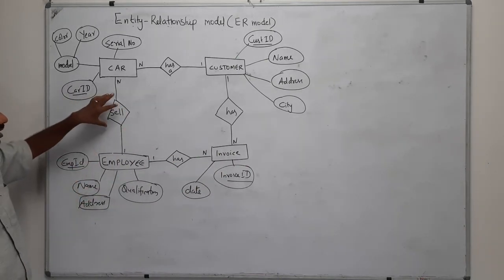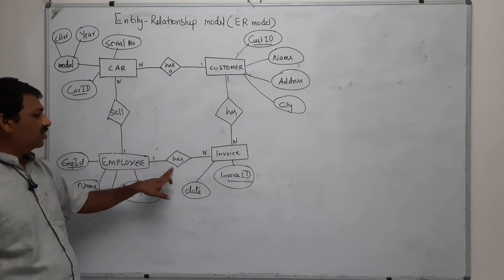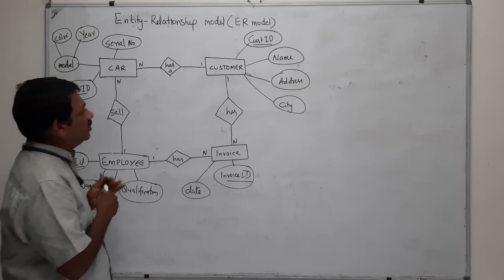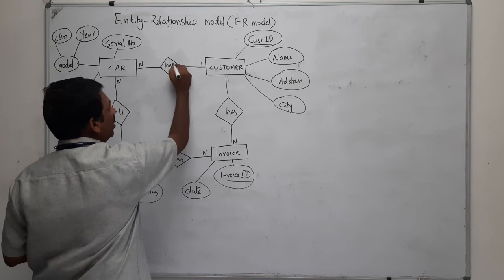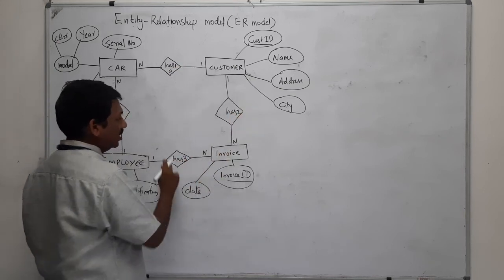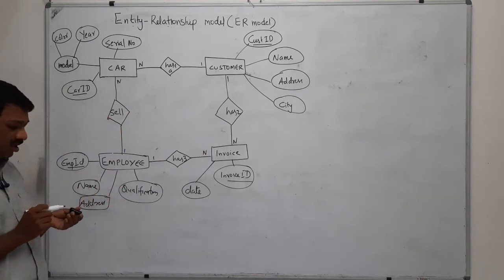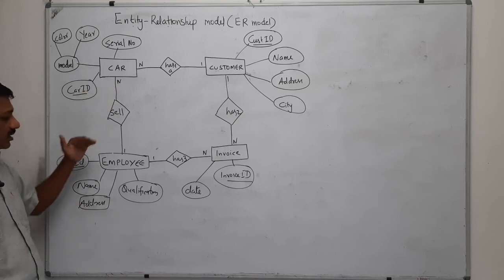That means here a has relationship is there, and here also a has relationship. So to distinguish between these three relationships, this is has 1, this is has 2, and this is has 3. That means to distinguish between these relationships. Okay. Now what we are going to do is generate the tables.